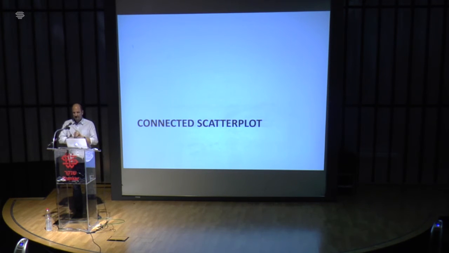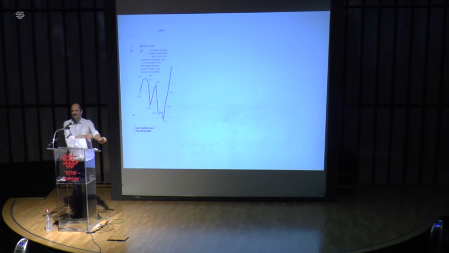I'm going to start with my favorite technique right now, which is called the connected scatter plot. Has anybody heard of that term before? Okay, a few people have. Okay, good. Well, after this, you will all know what this is. The connected scatter plot is a technique that's very simple. You take a scatter plot and you connect the points with lines. And you do that in temporal order.